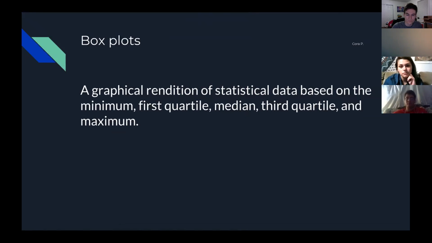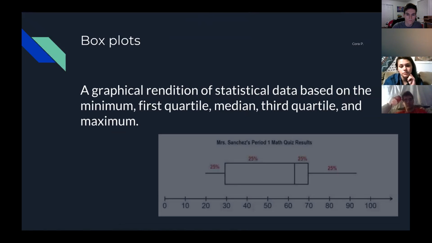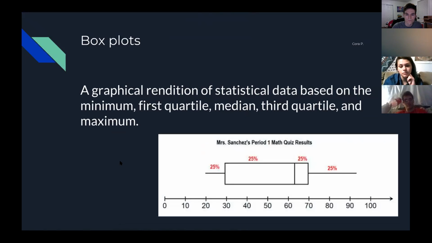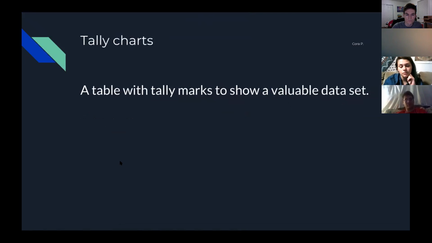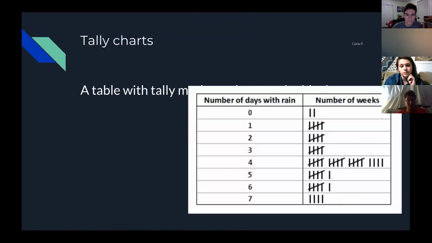Box plots. Box plots are a graphical rendition of statistical data based on the minimum, first quartile, median, third quartile, and maximum. And here is a fine example of a box plot. Tally charts. A tally chart is a table with tally marks to show the values of a data set. An example.